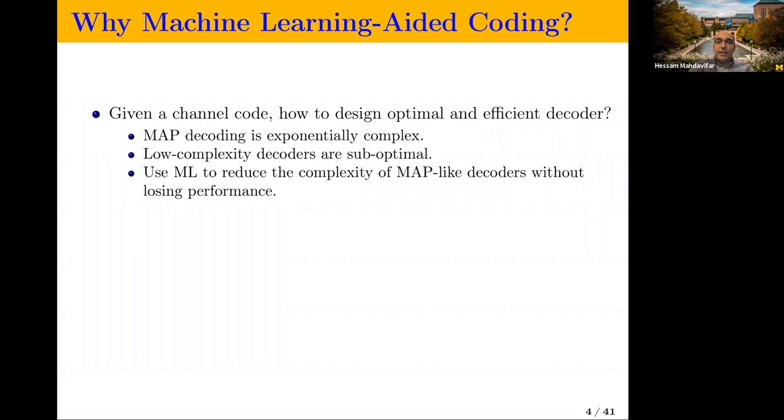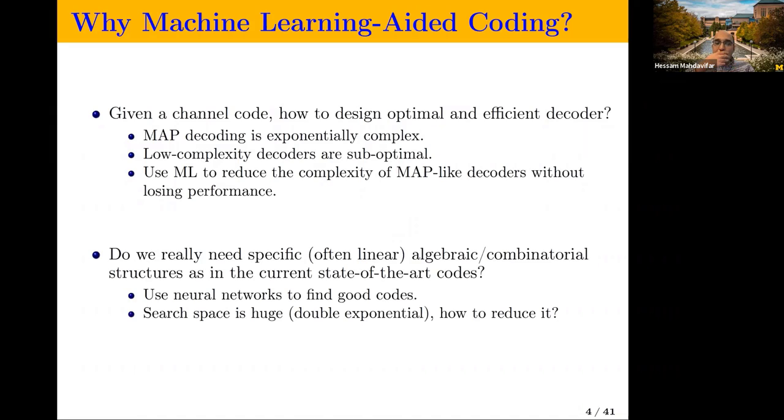And so one thing we can hope to do is to use machine learning to reduce the complexity of MAP-like decoders. Basically, given a decoder that is exponentially complex, how do we somehow prune its operations, or the number of options that it's exploring throughout the decoding, in order to reduce the complexity? So that's one thing. And the other question, which is even more fundamental, is: do we really need all these specific, often linear, algebraic and combinatorial structures, as in the state-of-the-art codes?